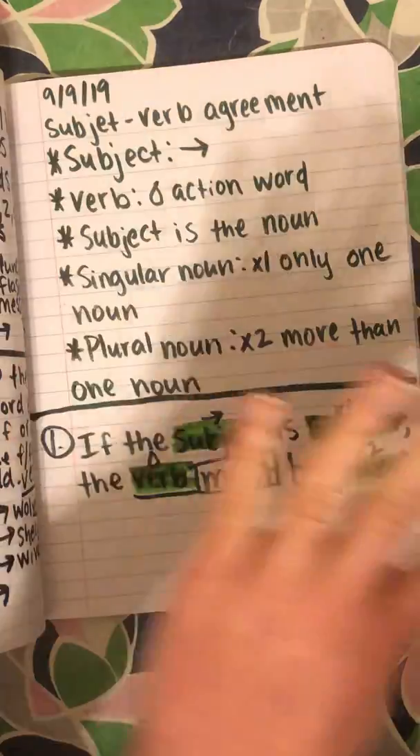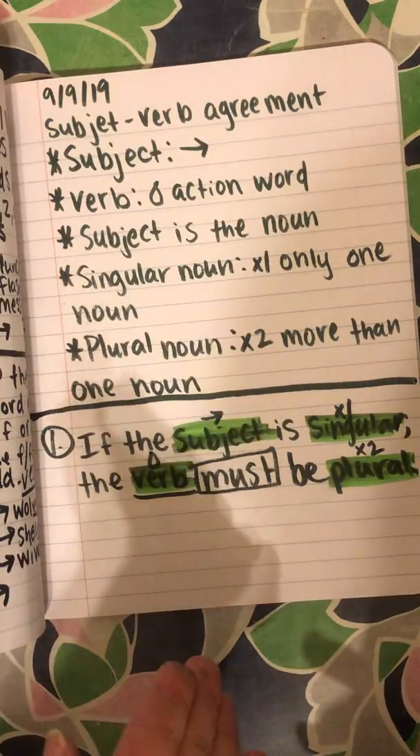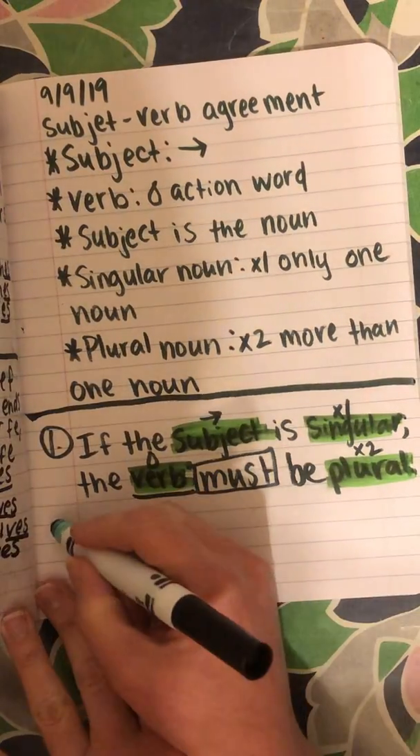I know what you're thinking. All these words are gobbledygook to me. I don't know what any of them mean. Please help. We're going to get there. We just got to get these rules down. Okay?